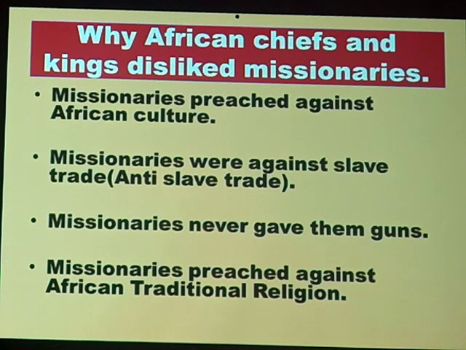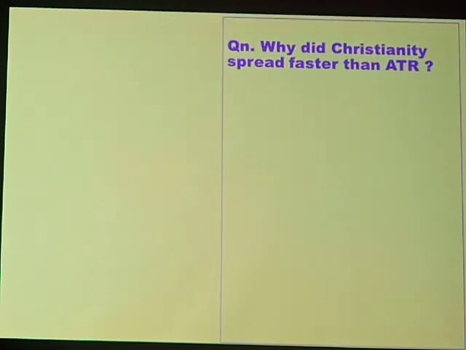We want to go through two questions here. Question one, I'll bring it first. Why did Christianity spread faster than ATR? You recall that ATR is a native religion. It was here. Christianity found it here. But Christianity ended up growing faster, having many converts, and being trusted and believed more than ATR. What could be the reasons behind that?